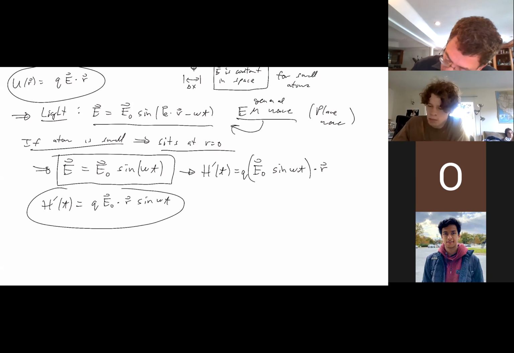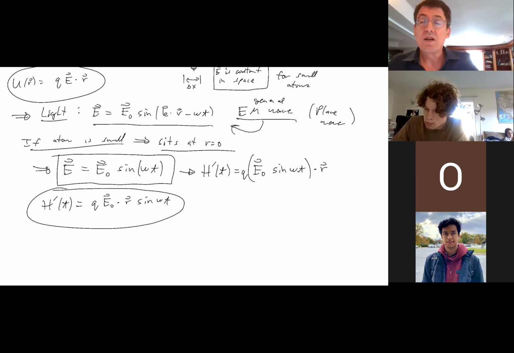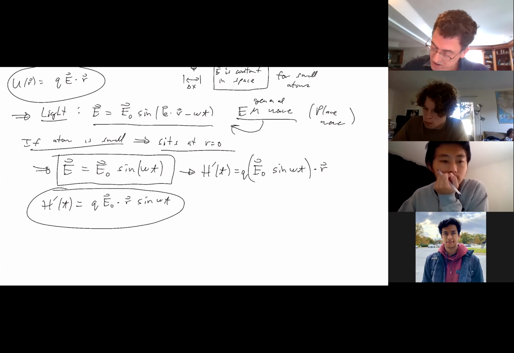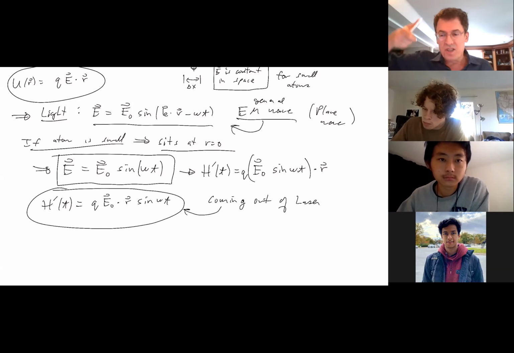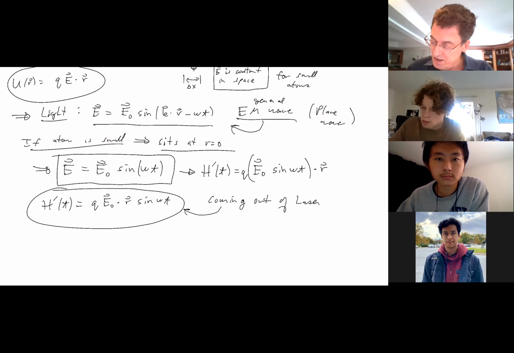Okay, so this is a very typical time-dependent Hamiltonian. That's the time-dependent Hamiltonian that my atom sees when I turn on a laser. So this is coming out of the laser. I just want you to understand that. You turn on your laser, and this is what you're doing to the atom. The atom is like, oh, I'm feeling this H prime. Okay, so that's what's happening. I just want that to be clear.